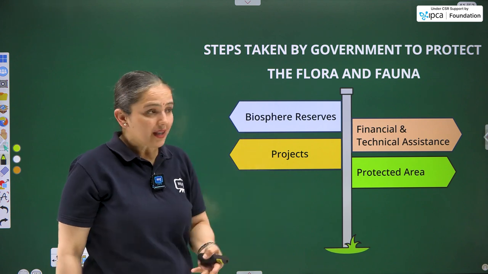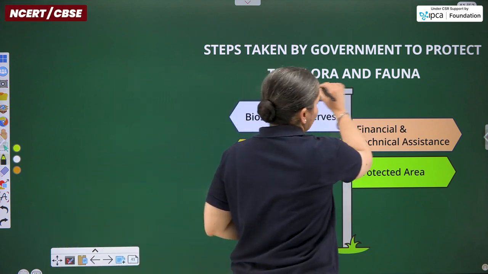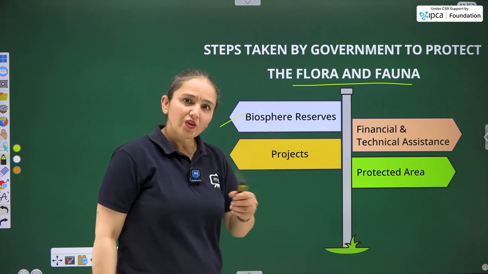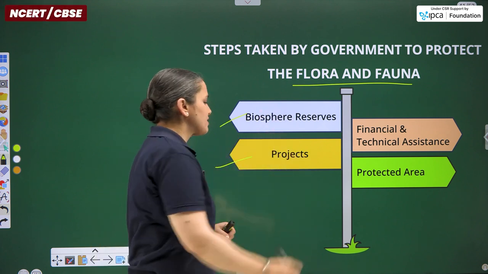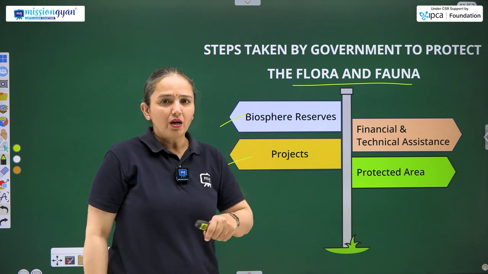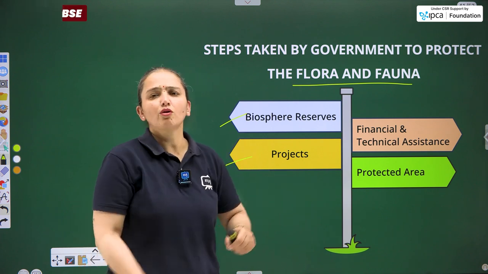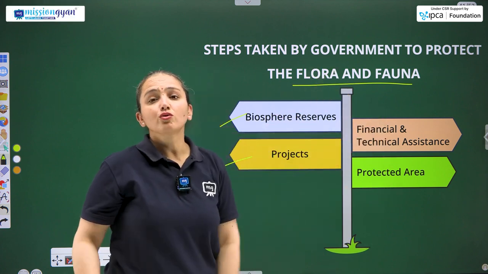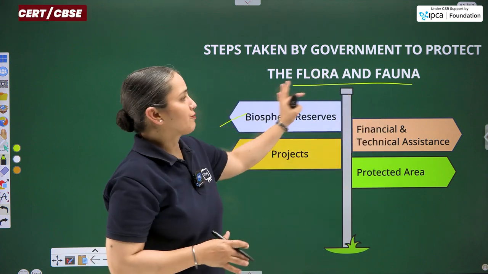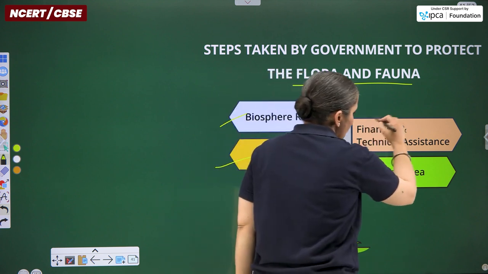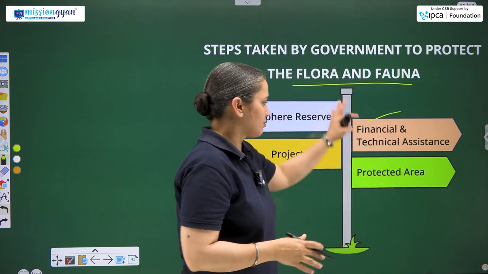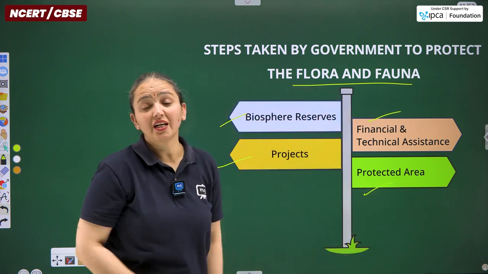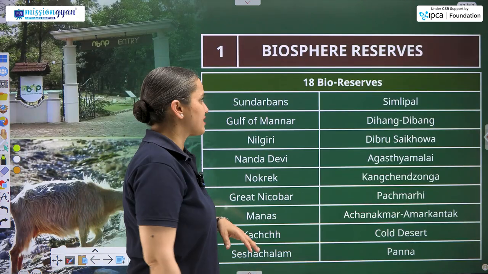So, a few steps are taken by the government to protect the flora and fauna of the Indian subcontinent. For example, biosphere reserves have been created by the government. Some projects have been started by the government, not just now but since the recent past, or a few decades back as well, just to take care of the conservation of flora and fauna. Then some financial and technical assistance has been taken to do such things, and some regions are declared as protected areas, like Gir forest for example.